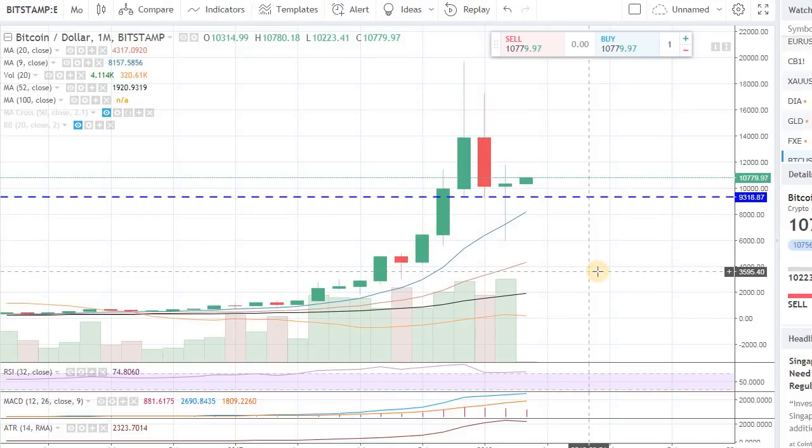As I have said in the last few videos, the bulls have everything in their favor right now to make that run, going past that 11,000, 12,000 resistance and perhaps hitting that 14,000 mark in March.